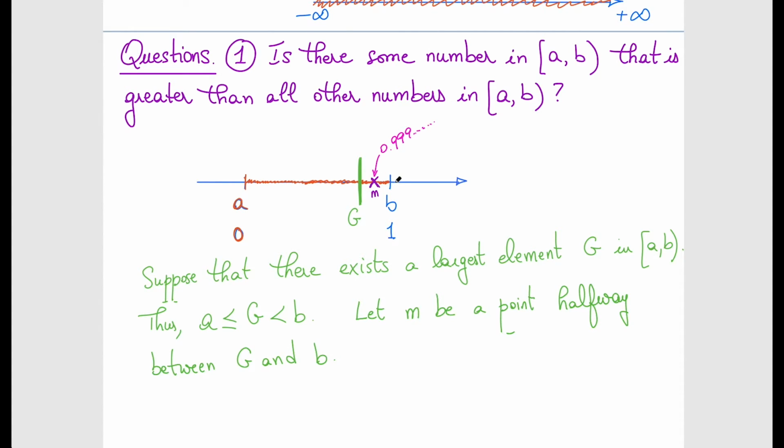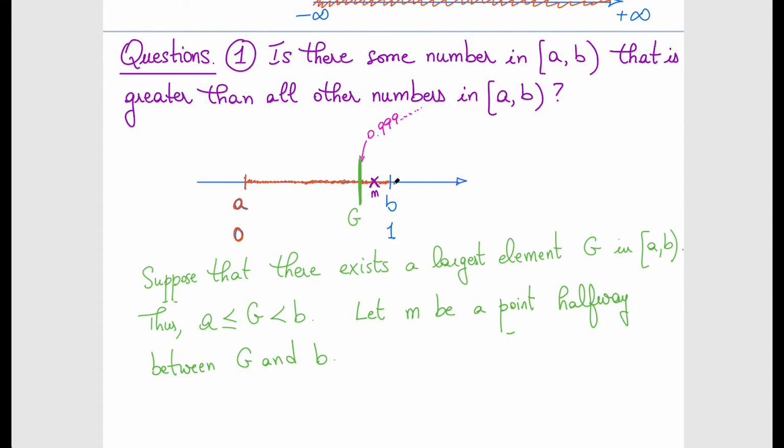So one more time. I'm assuming there exists a largest element. Like you gave me 0.9999 in the context of (0, 1). That would be, to be more precise, your G in the context of (0, 1). So let's suppose that something like this happens: it's the rightmost element in the interval AB.